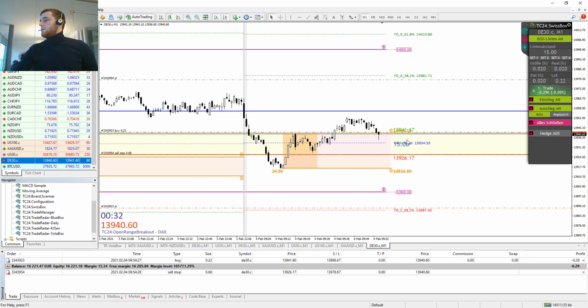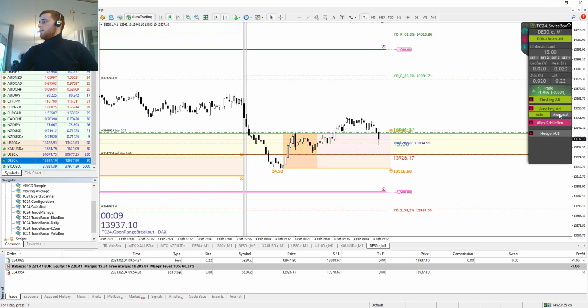So yes, as you can see now, the market has just moved up past our green line, triggering our first pending order, and the take profit is automatically calculated into the chart due to the preferred settings we have inside SwissBox. So for us, we've got a 0.02% target profit.